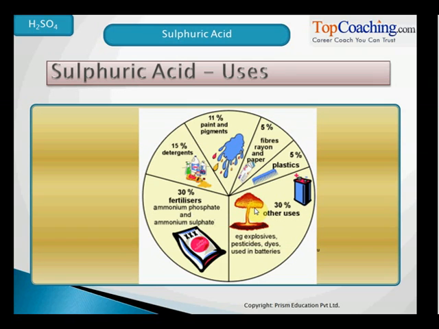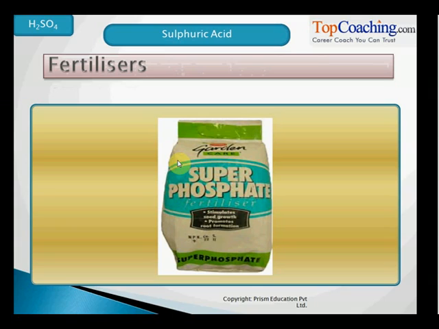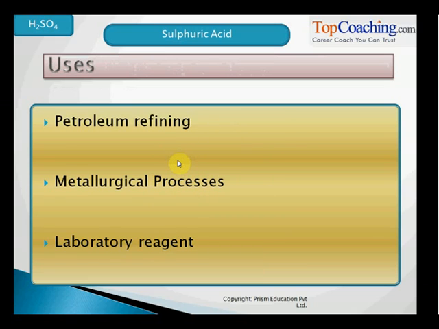So here we are. Friends, sulfuric acid is used in paints and pigments, fibers and rayon production, plastics, explosives, pesticides, dyes, batteries, fertilizer production and detergents. Right? For example, superphosphate fertilizer is prepared from sulfuric acid. It's used in petroleum refining, in all metallurgical processes, as a laboratory reagent, and so on.